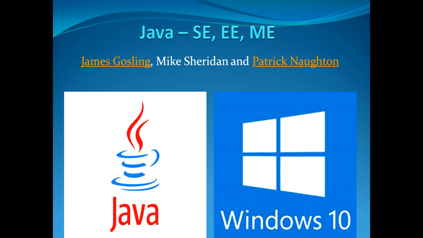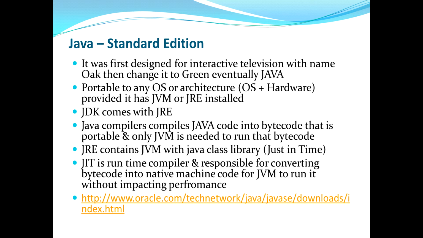And James Gosling, Mike Sheridan, and Patrick Naughton were the creators of Java, and they started this Java programming language with the name of Oak, right? And then they changed the name to Green, and eventually it became Java.